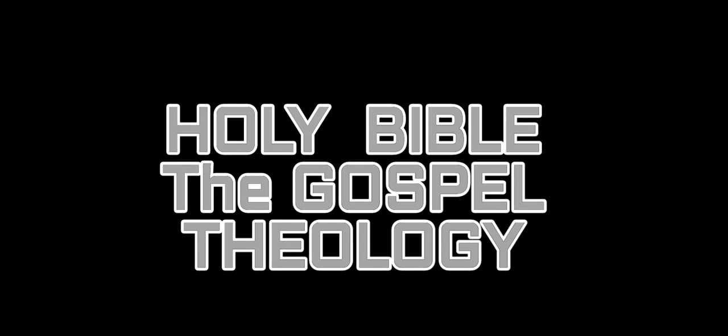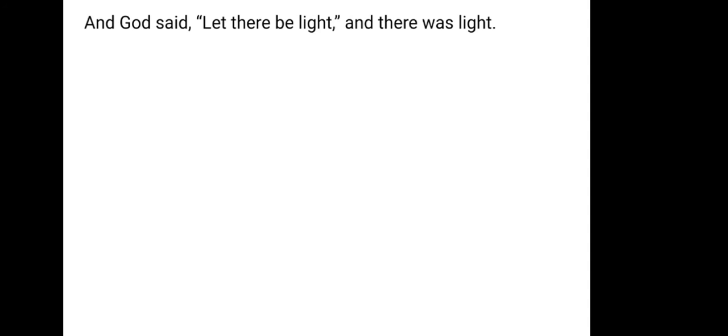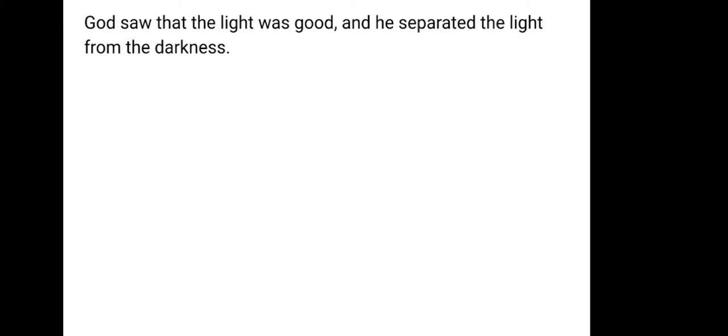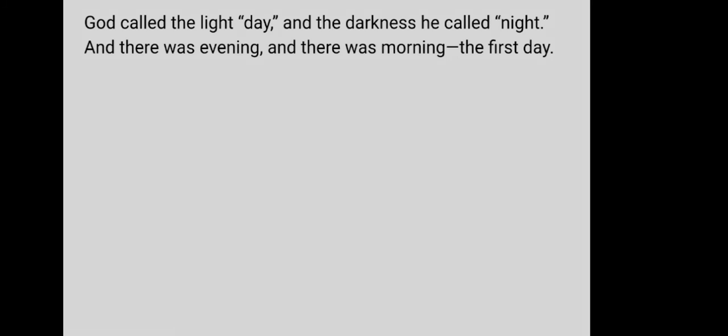Genesis, chapter 1. In the beginning, God created the heavens and the earth. Now the earth was formless and empty. Darkness was over the surface of the deep, and the Spirit of God was hovering over the waters. And God said, "Let there be light." And there was light. God saw that the light was good, and he separated the light from the darkness. God called the light day, and the darkness he called night. And there was evening and there was morning, the first day.